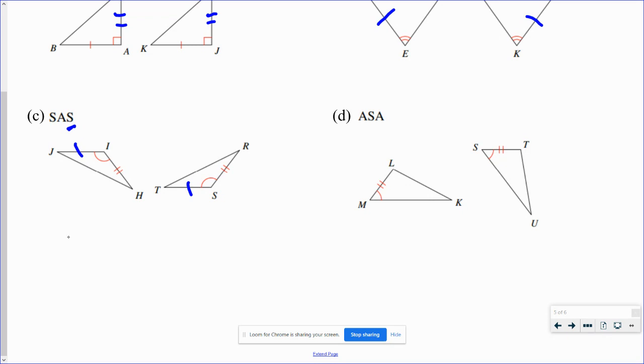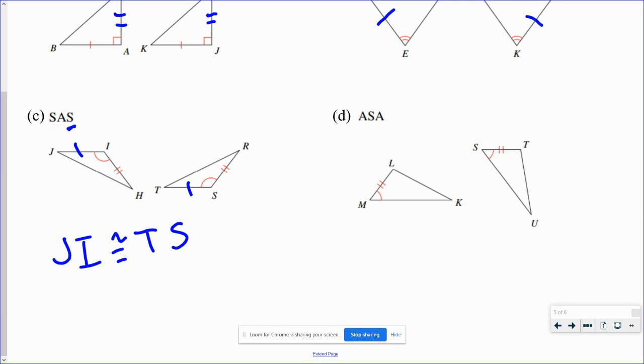So let's write that out. We need JI to be congruent to, now take a look at the order we went. We went from J to I. So we need that to be congruent to TS. Okay. You could also write IJ congruent to ST. That's fine, as long as those corresponding pieces line up.